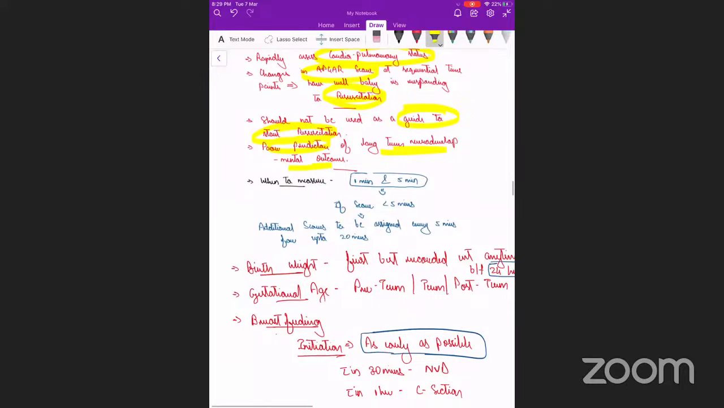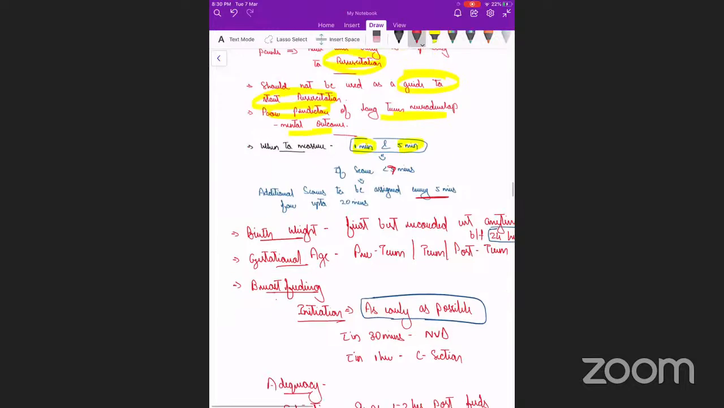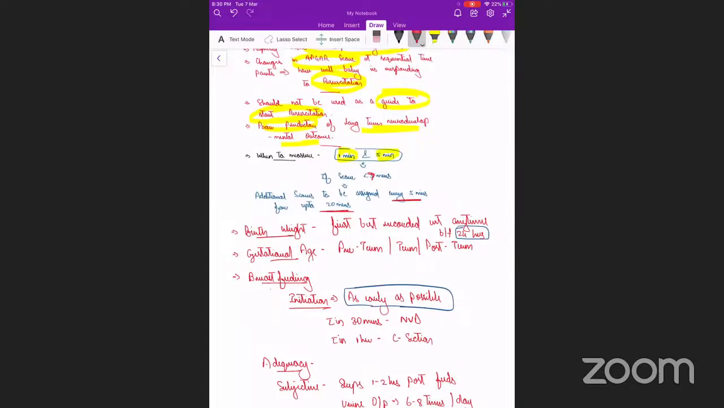When to measure, as already told, at 1 minute and 5 minutes. If the score is less than 7 at 5 minutes, then we go ahead and do it every 5 minutes for up to 20 minutes. Fine. Next, we'll ask the birth weight of the child, and we'll see down the line how we classify the newborn based on the birth weight.